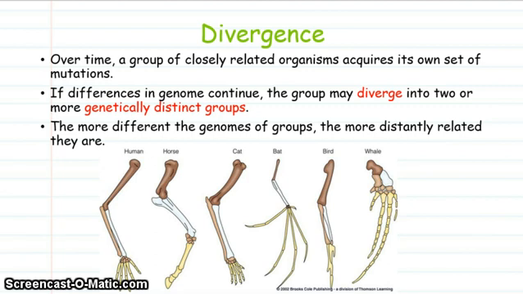Now, as part of the separation of related species of organisms over time is this concept of divergence. Over time, different groups of closely related organisms will acquire their own set of mutations, and over time they will form and diverge into genetically distinct groups. So the basic rule of thumb being that the more different the genomes of these species or groups of species is, then the more distantly related they are to each other.